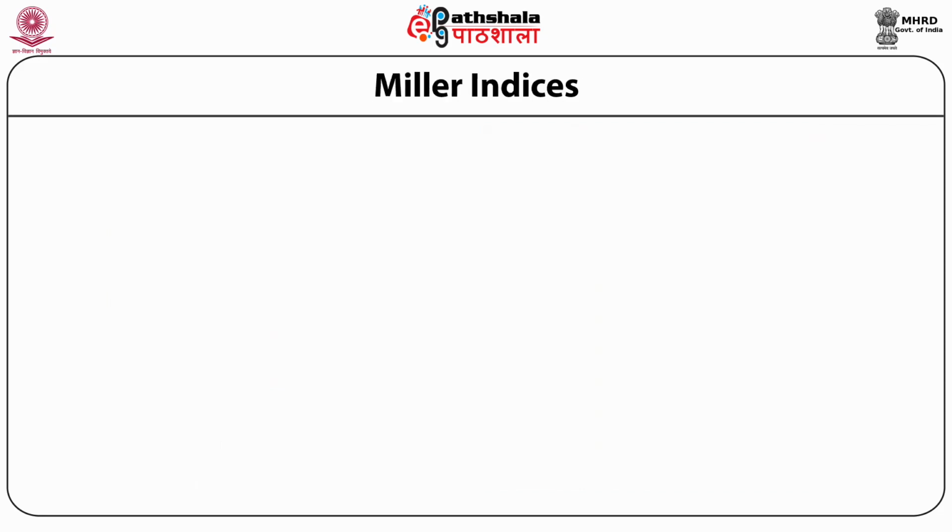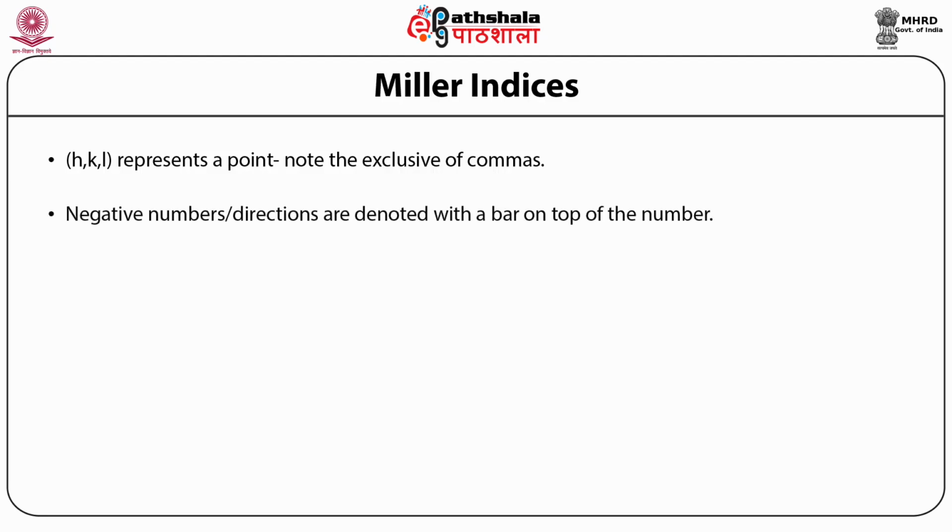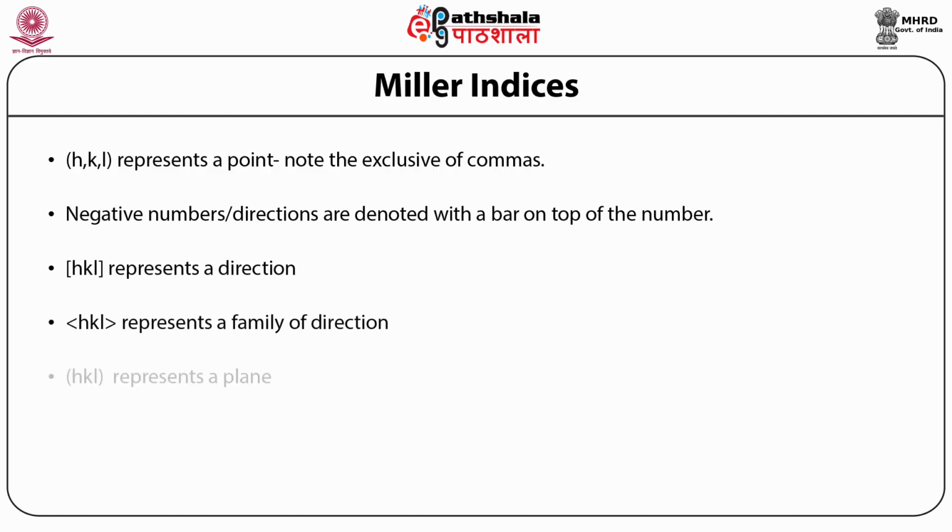(hkl), the Miller indices. (hkl) represents a point. Note the exclusion of commas. Negative numbers or directions are denoted with a bar on top of the number. [hkl] represents a direction, <hkl> represents a family of directions, and (hkl) also represents a plane. {hkl} is also used to represent a family of planes.